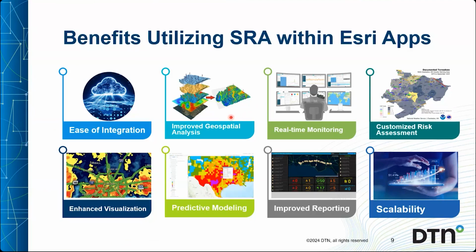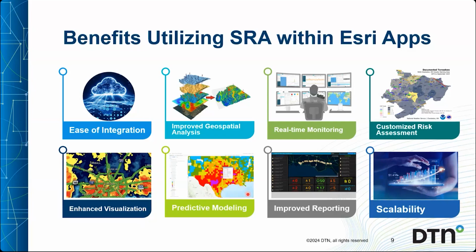Esri GIS tools enable users to perform advanced spatial analysis on storm risk data and your assets. DTN's data can be integrated into Esri's real-time GIS capabilities. This allows you to monitor storm risks as they're evolving. Customizing risk assessments using DTN's SRA data with your own proprietary data within Esri's applications is a huge value. Enhanced visualization and mapping tools can transform DTN's data into clear, intuitive visual representations.